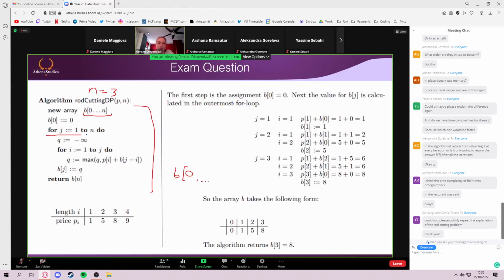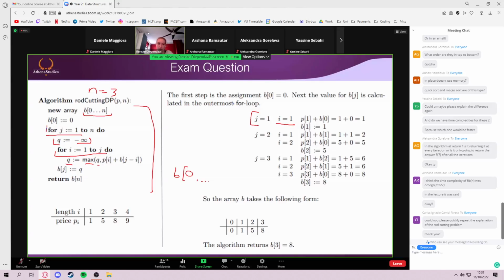Then we say for j is 1 to n, so j is 1 to 3, do the following thing. So we start with j is 1. Then they say put this q to minus infinity. We'll see why in a minute. And then for i is equal to 1 to j, do this. Okay, so our j is 1, so we only need to do i is 1. And we want to calculate the q value, which is going to be the maximum of q. Well, q started at minus infinity. So this minus infinity basically resets for each for loop that you go through.